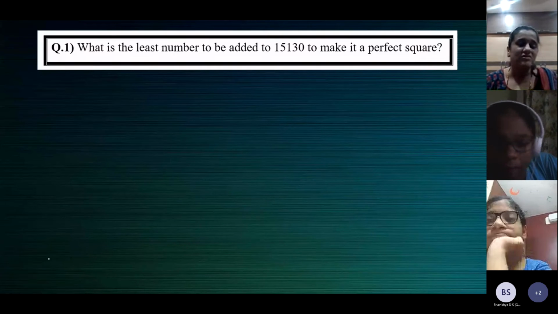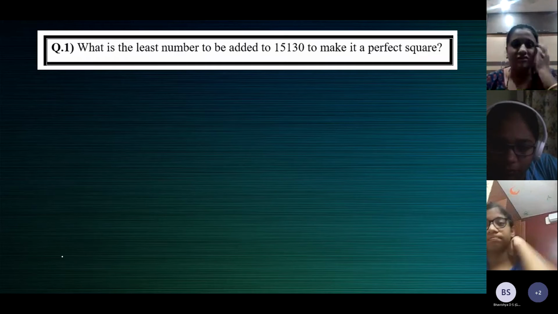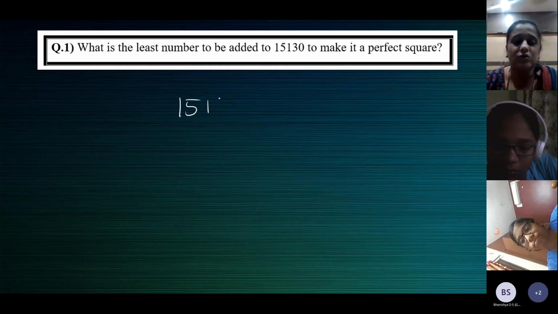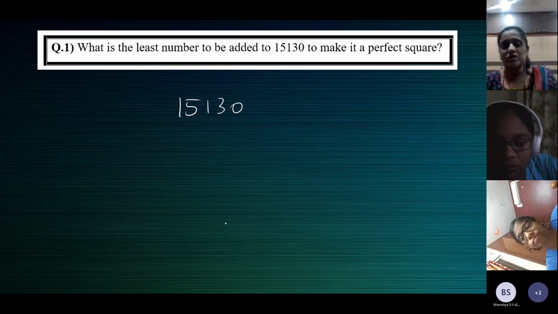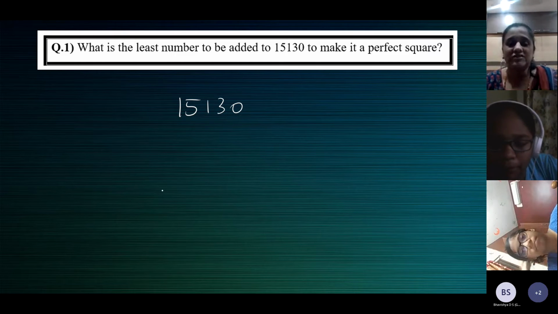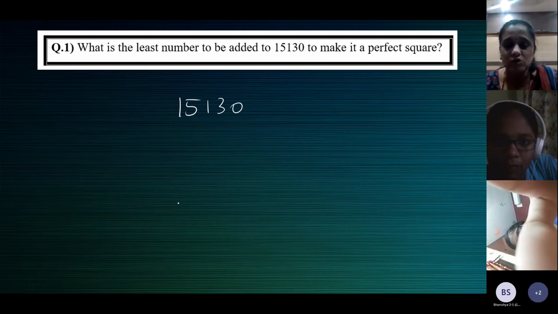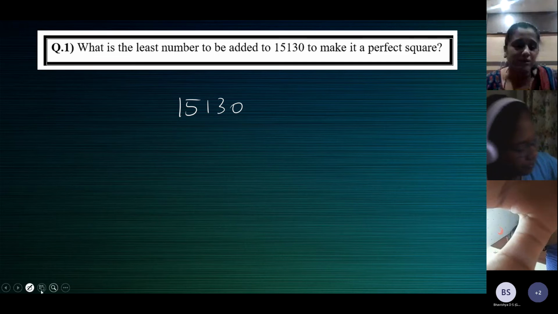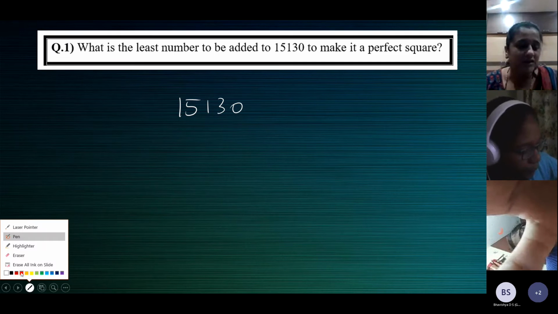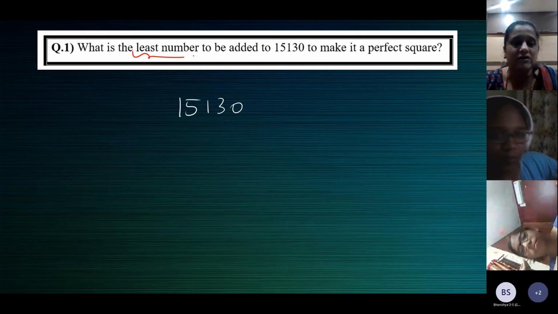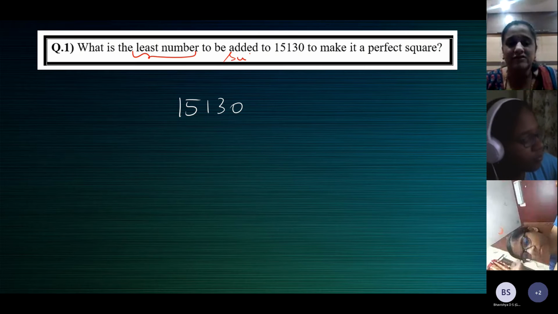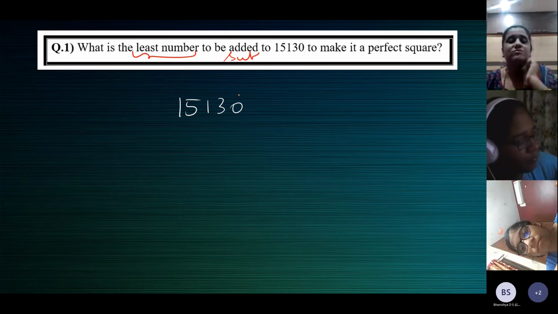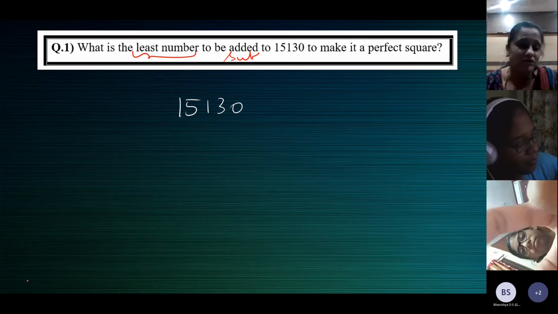So this is such a question. You have to find the smallest number that is to be added to 15130 to make it a perfect square. Now, children, to find the least number to be added or subtracted, you should use the long division method.